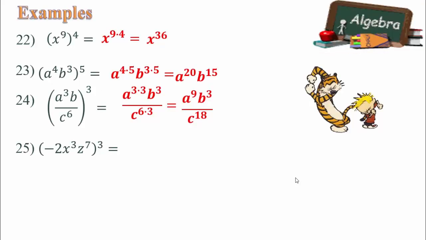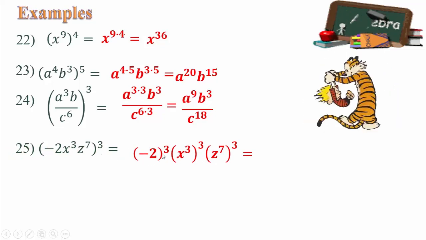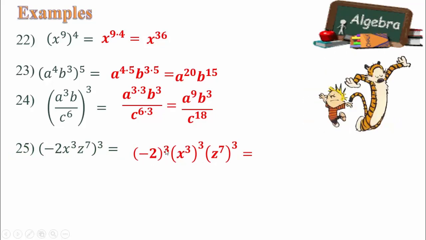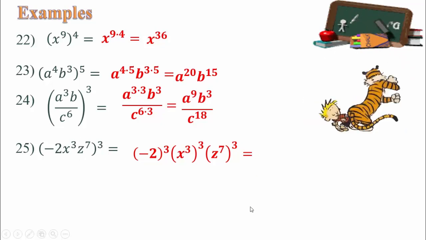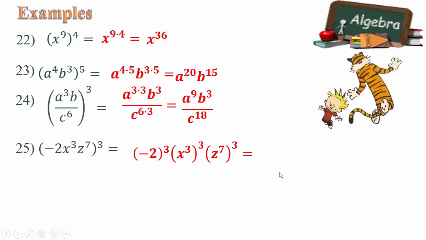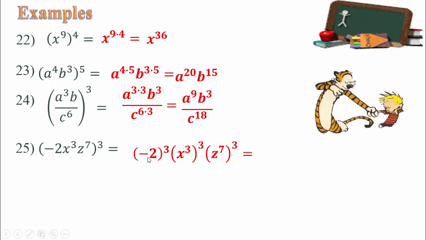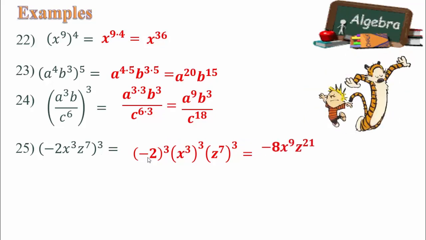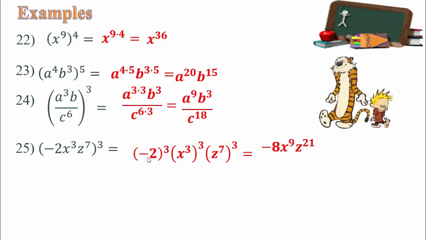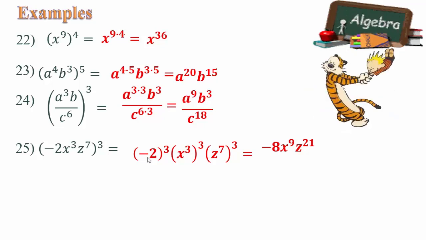In reviewing what we just did on the whiteboard in example number 25, here I have the negative 2 to the third power. Then I did the x's, the z's, all of these to the third power. And then I worked each one of these out. Remember, negative 2 times negative 2 is positive 4, and then positive 4 times negative 2 will give us negative 8. And then, of course, the x is 3 times 3 is 9, and the z is 7 times 3, which is 21.